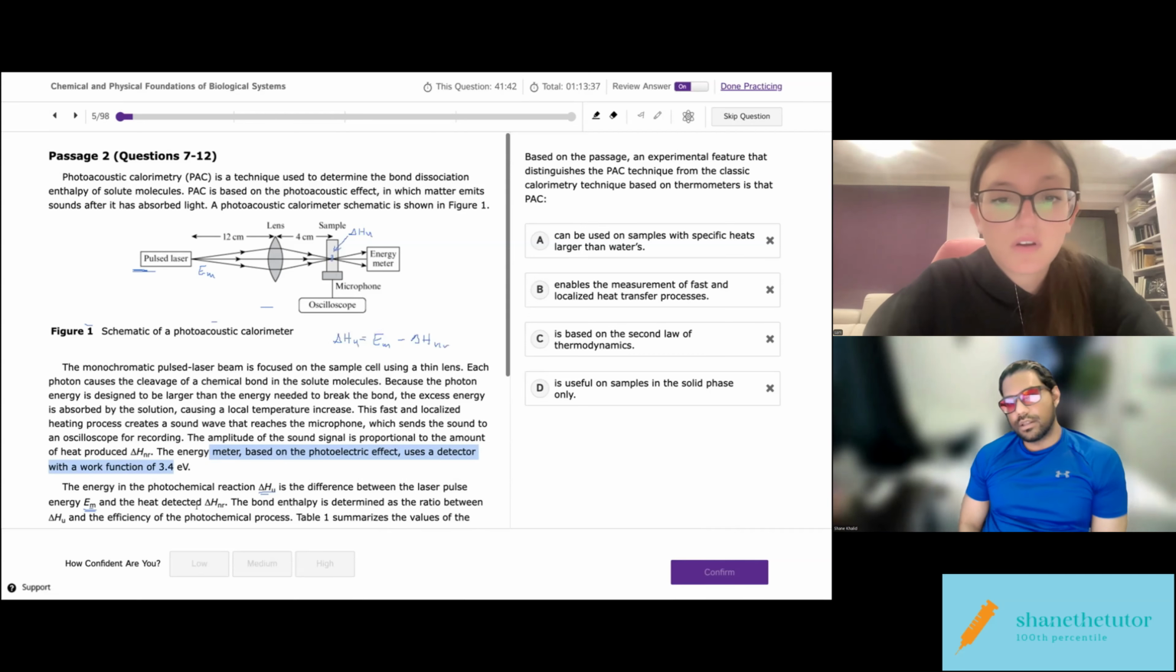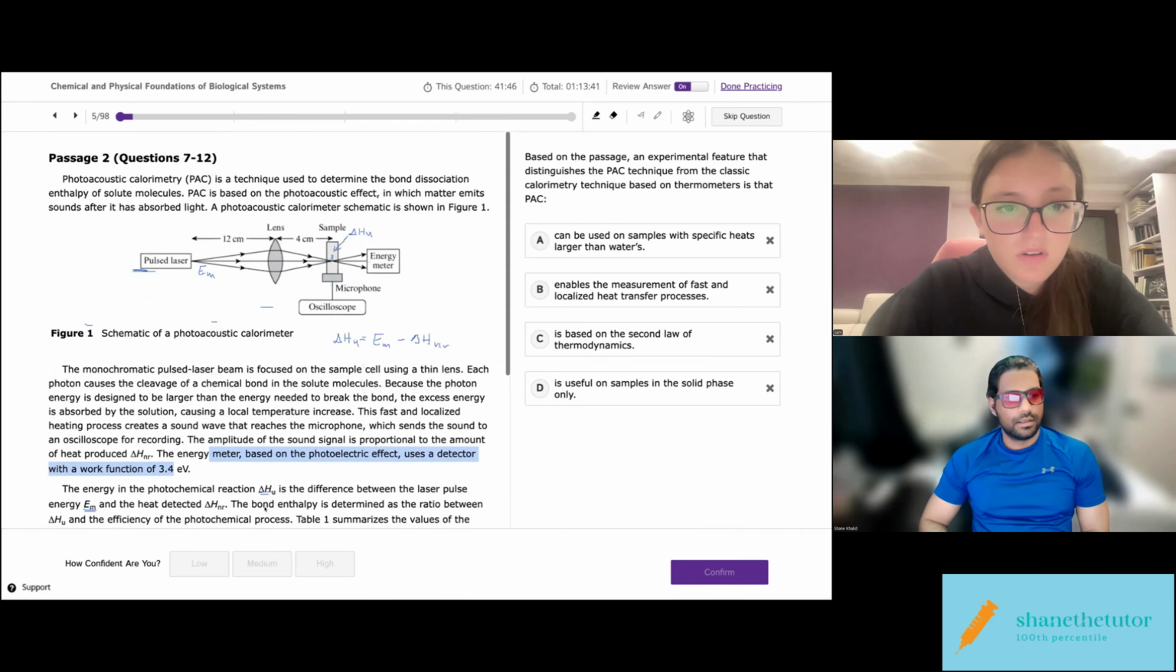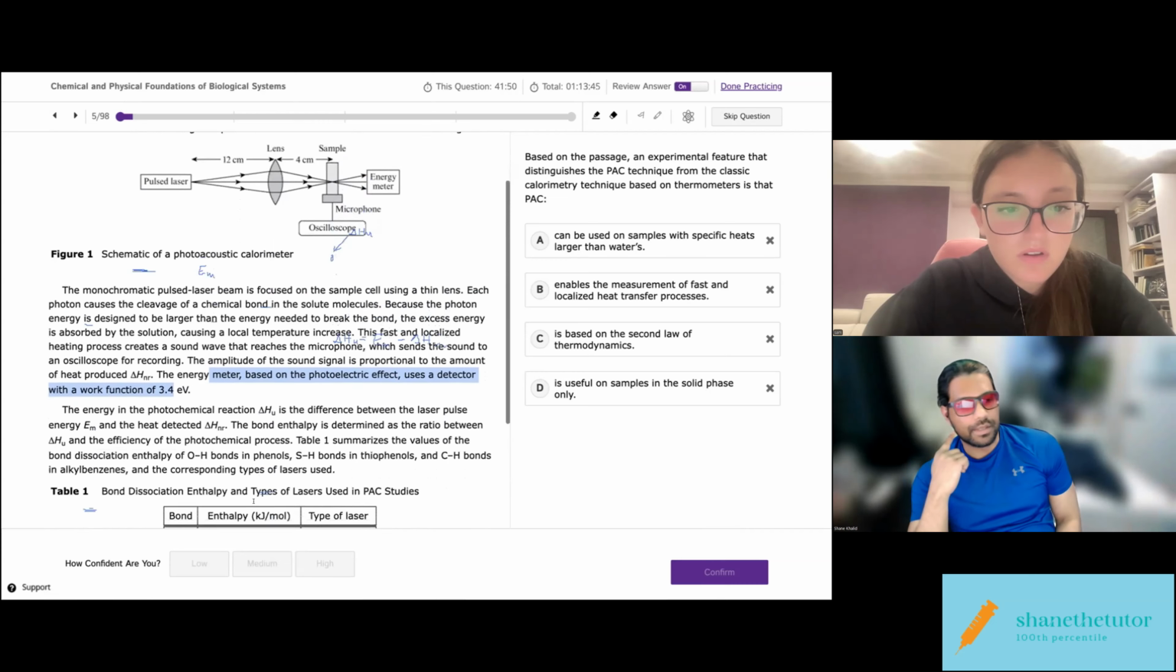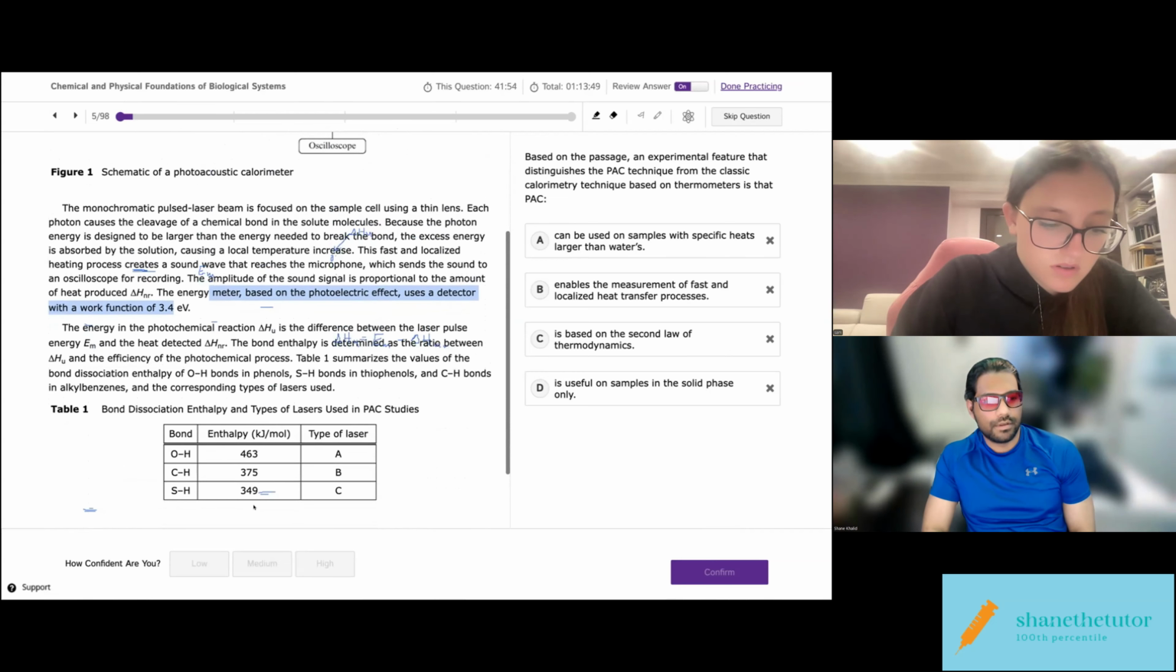Yeah, so there's a lot going on. Oh, and then on the bottom, Table 1 just shows you the different bond dissociation energies for particular bonds and the type of laser used for each type.